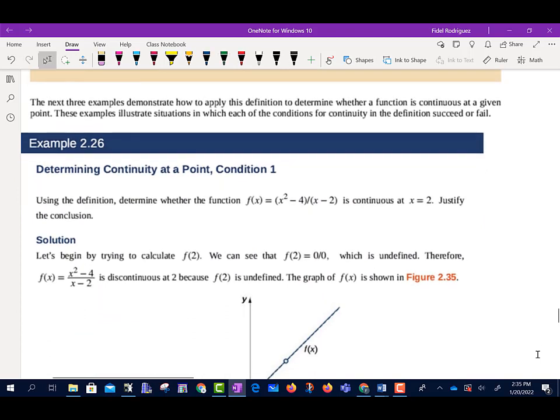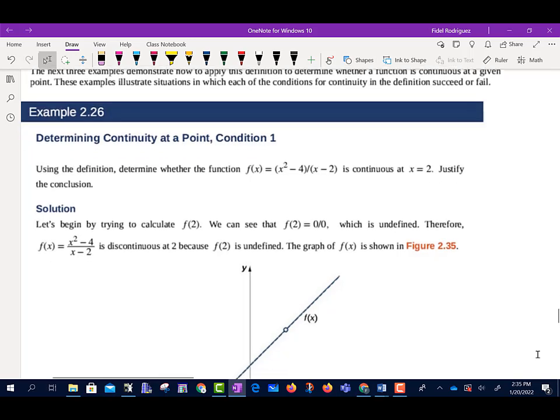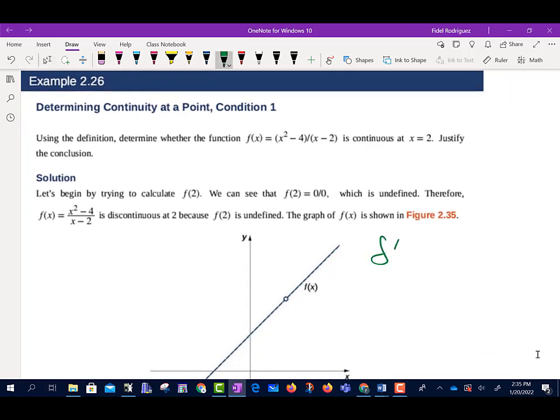So let's take a look here. Determining continuity at a point. It says use the definition to determine whether the function f of x equals x squared minus 4 over x minus 2 is continuous. The first thing we're going to do is evaluate f of 2. When we plug in 2, 2 squared is 4.